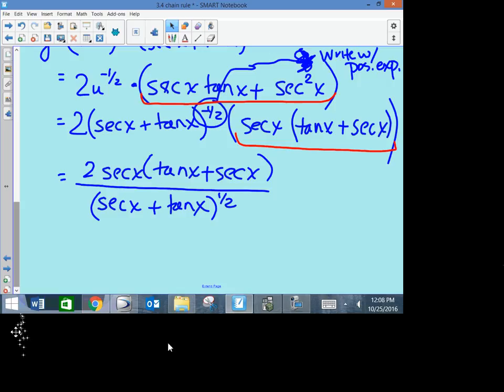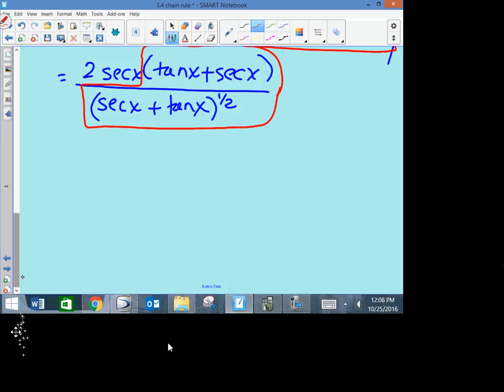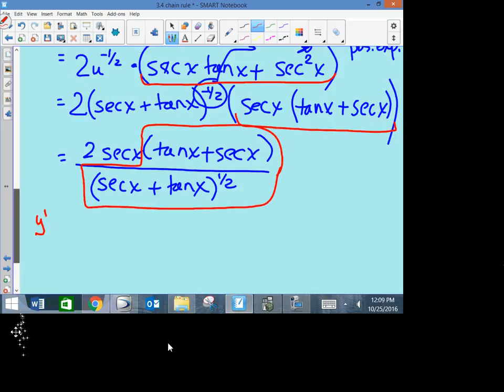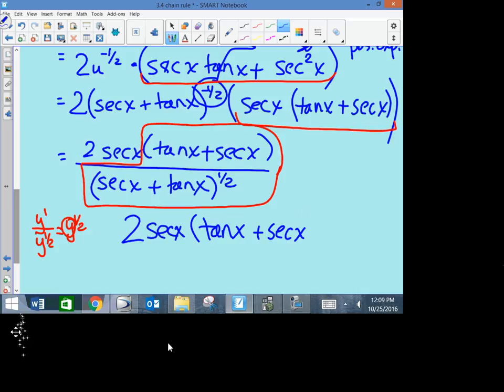I can combine these because they're the same thing. It's like having, I won't use x because the x might be confusing, but if I have y to the first and y to the 1/2, how does that combine? Y to the 1/2. In this case, y is that thing. So what's my final answer? Secant x, parentheses, to the 1/2.